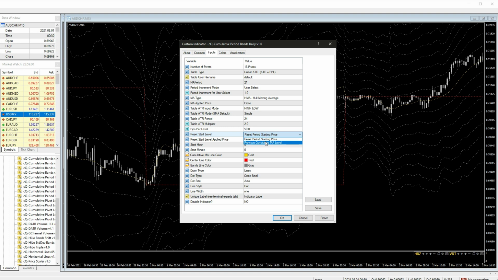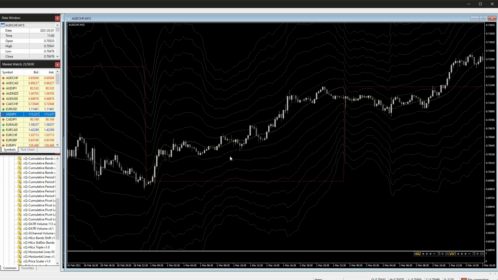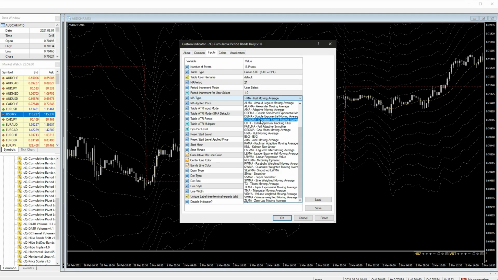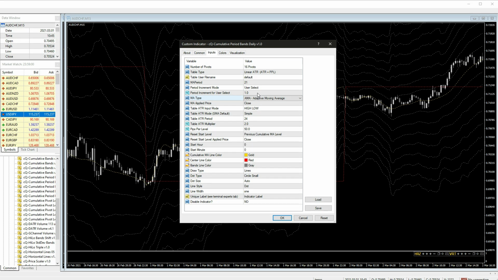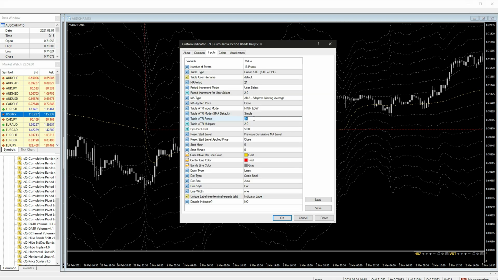Or it can change to the last cumulative period moving average, where again you have a number of moving averages you can try. The AMA seems to work really good on a lot of them. You just have to try it. I kind of like the higher ATR values, but whatever works.